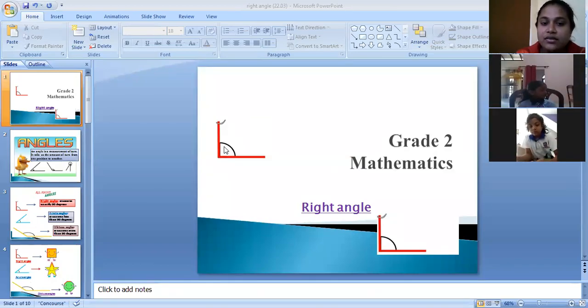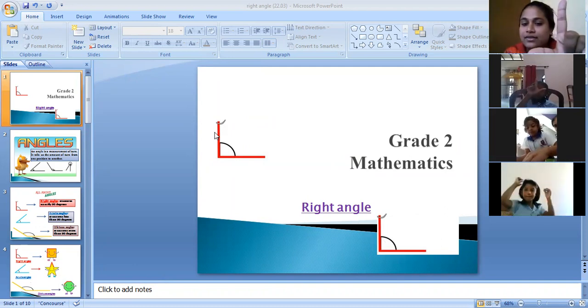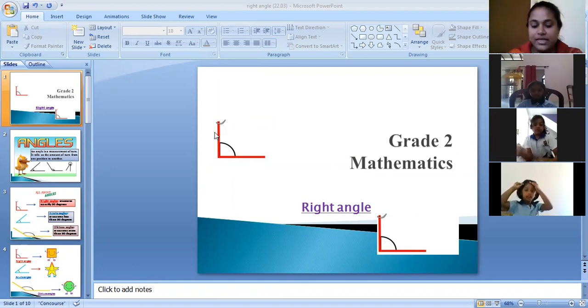Can you see two red color pictures on my screen? It looks like letter L, like this. This angle we call right angle. Right? Let's move ahead.